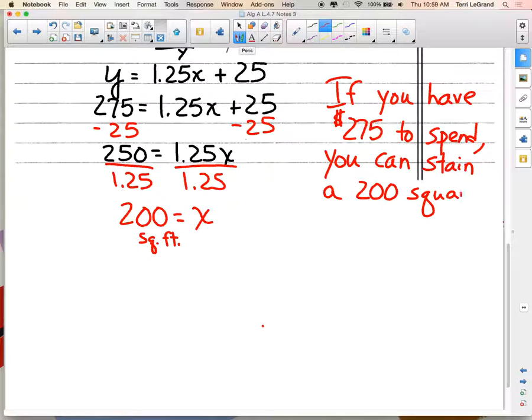Remember, we write out the word square foot though. No abbreviations going on there. So if you have $275 to spend, you can stain a 200 square foot deck. Good job.